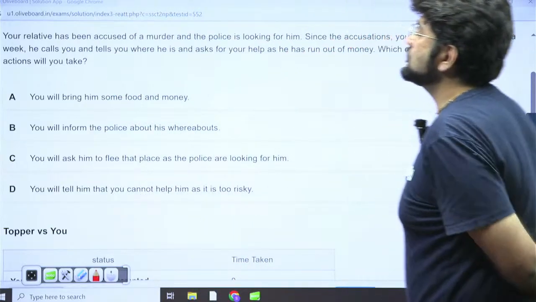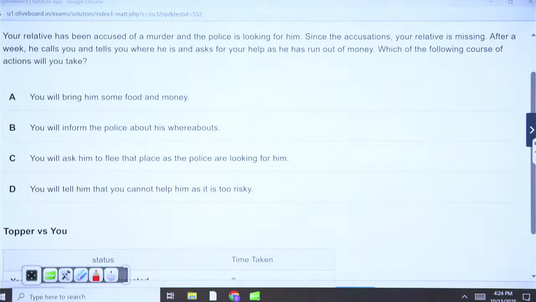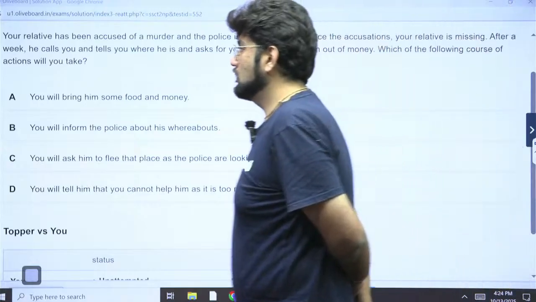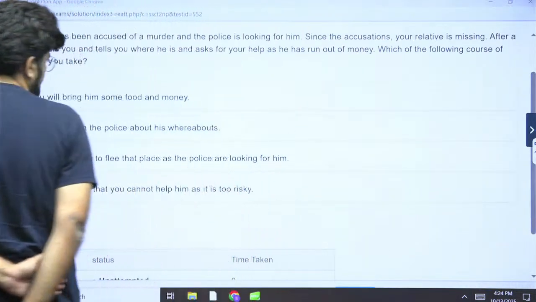Your relative has been accused of a murder and the police is looking for him. Since the accusations, your relative is missing. After a week, he calls you and tells you where he is and asks for your help as he has run out of money. Which of the following courses of action will you take? Okay, that's something about ethical dilemma. So you will bring him some food and money?